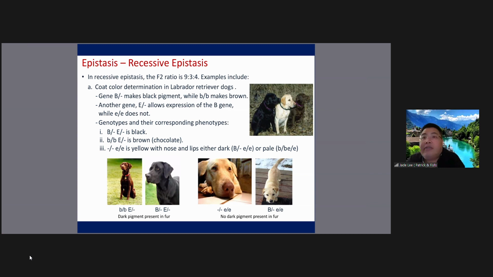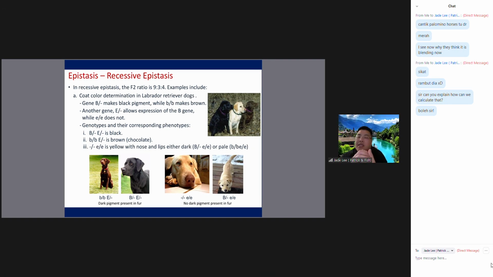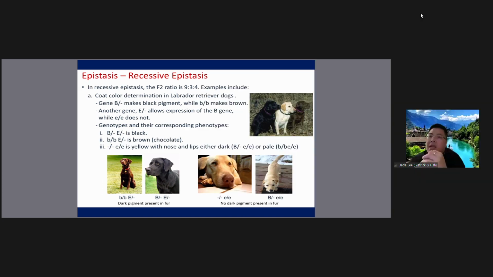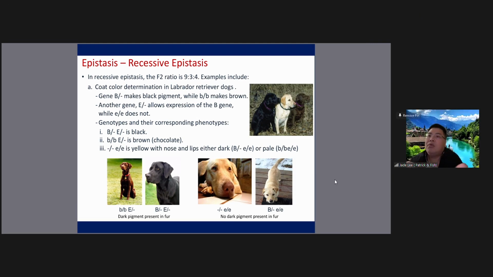Okay, contohnya the recessive epistasis. In recessive epistasis, the F2 ratio is 9:3:4. For example, include the coat color determined in the Labrador retriever dog. So the gene B masks the black pigment, while this small b make brown. So another gene, which is the E, allow the expression of the B gene, while the small e does not. So the genotype and the corresponding phenotype ialah B dengan E is black. And b kecil dengan E besar is brown or chocolate. Then kalau B tidak apa ada, tapi ee is yellow with nose and lip either dark. Okay, dark ialah B besar, satu lagi e kecil or pale, which is B/B, small e, small b, or small e.